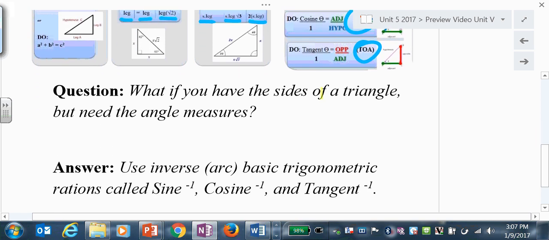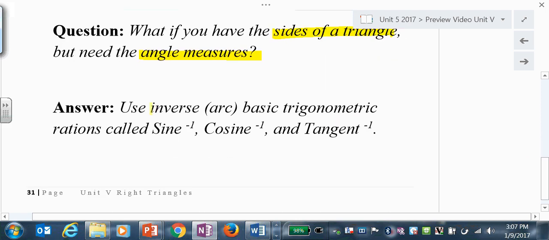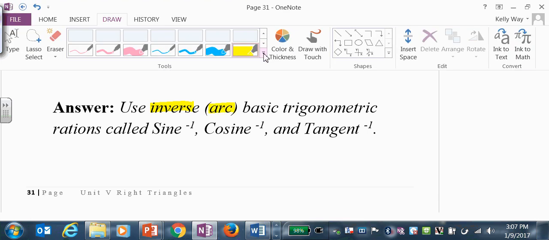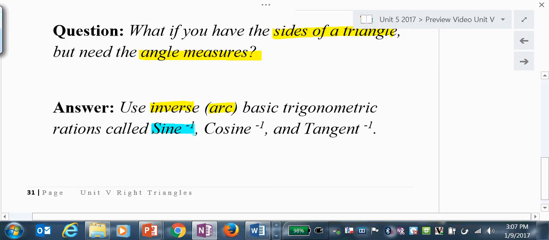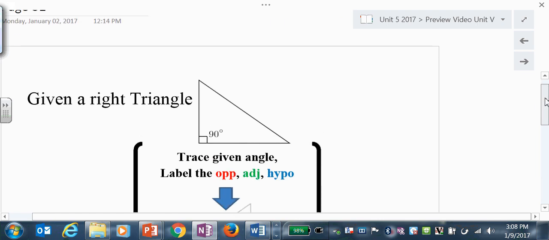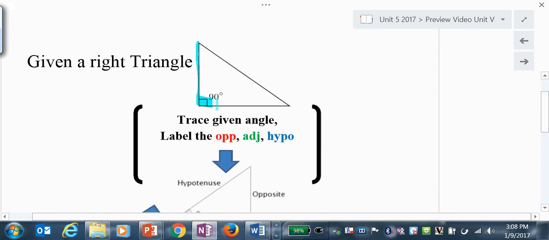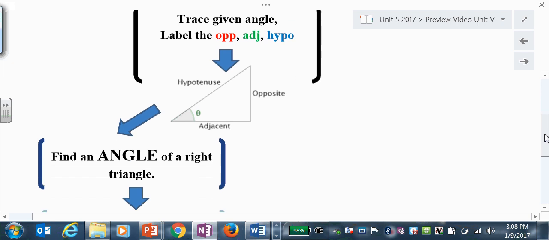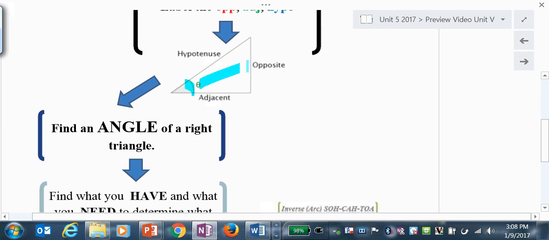What if you have the sides of a triangle and you want the angle measure? That's where we use inverse sine, also known as arc sine. And you're going to be seeing this on your calculator. Inverse sine, that's sine to the negative 1, inverse cosine, and inverse tangent. To use this, given a triangle, you label opposite, adjacent, and hypotenuse.